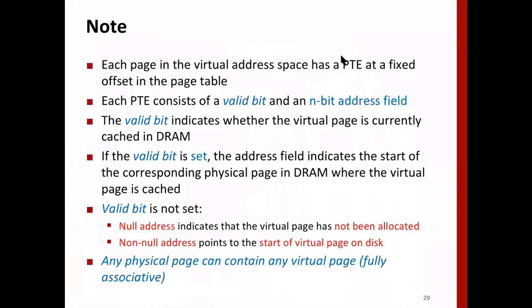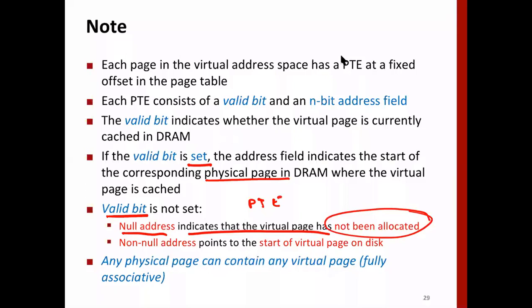So this we have already studied. The only thing is the valid bit. If the valid bit is set, it means that it exists in physical memory. If its valid bit is not set, there are two possibilities. If the page table entry contains a null address, it means that the page does not exist or it's not allocated. If it's a non-null address, it means the start of the virtual page on the disk. That we'll see now.